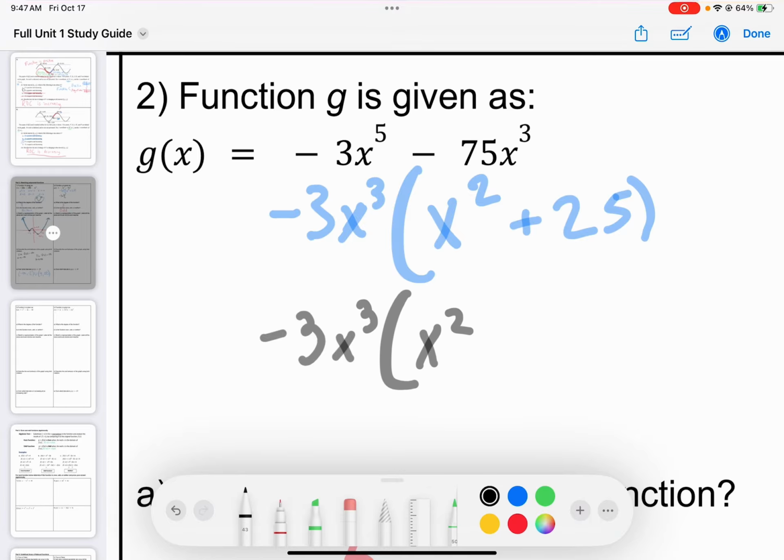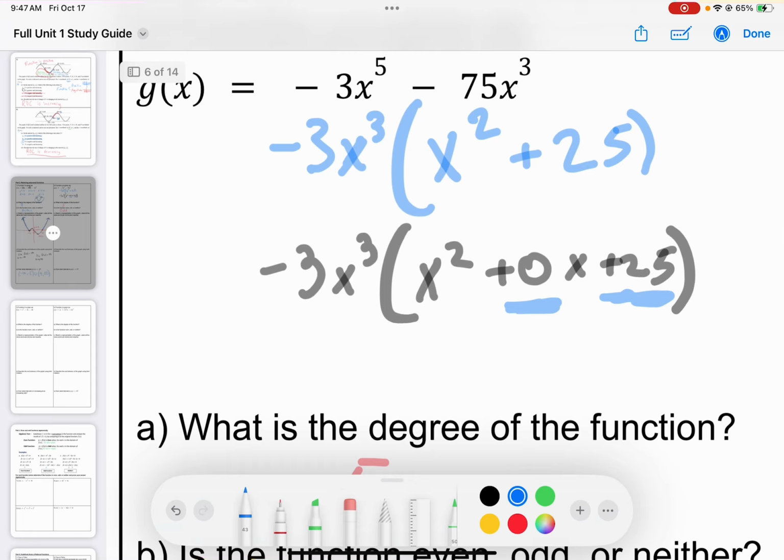X squared plus 0x plus 25, right? There's that 0x term there. So I'm really asking myself, what two numbers multiply to positive 25 and add to 0? There are no such numbers. So this is the most that I can factor it right here.